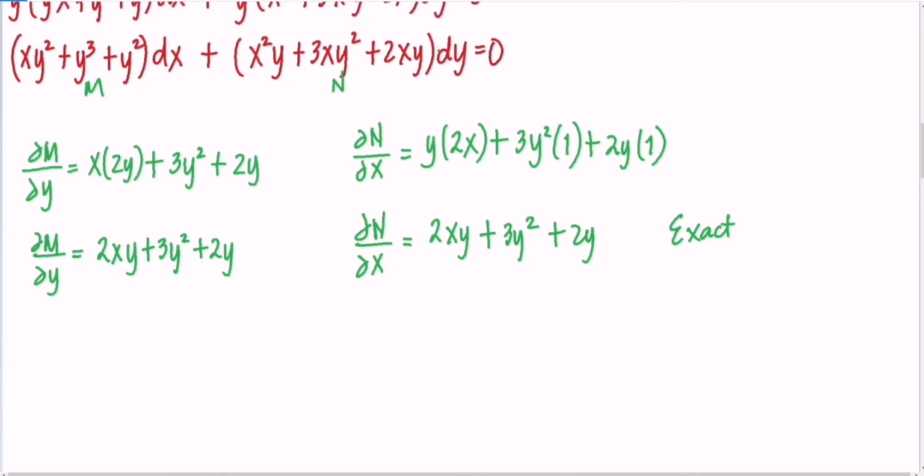So, kanina ginamit natin yung solution 1. Try natin yung solution 2, no? So, ito yung solution 2 pagdating sa exact. So, kanina ginamit natin yung m. Ngayon naman, gamitin ko yung n. Ayan. So, ito yung gagamitin ko. I have x squared y plus 3xy squared plus 2xy.